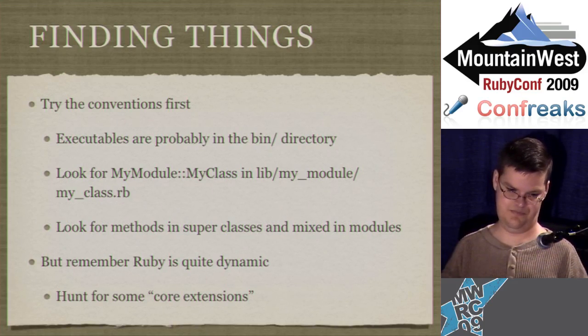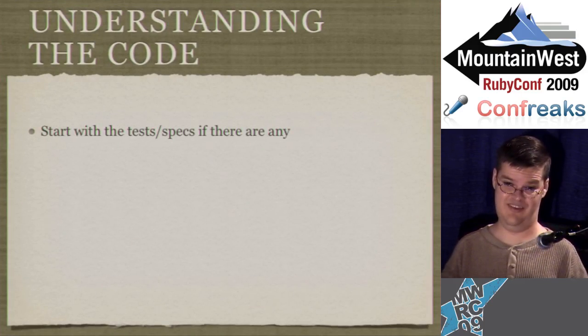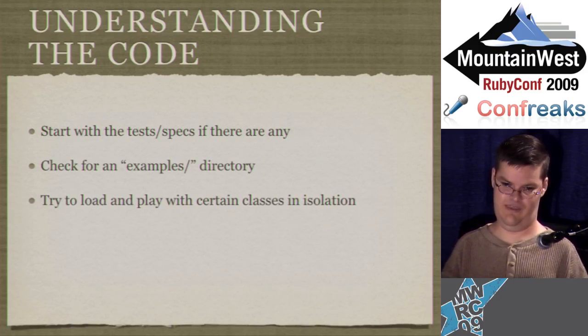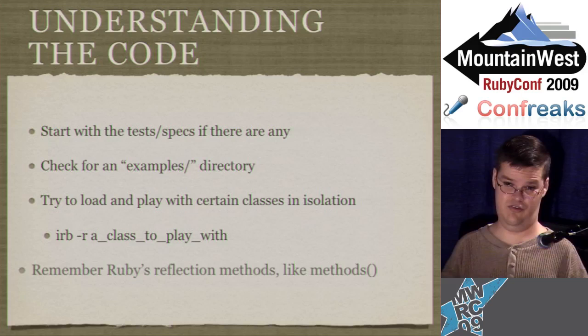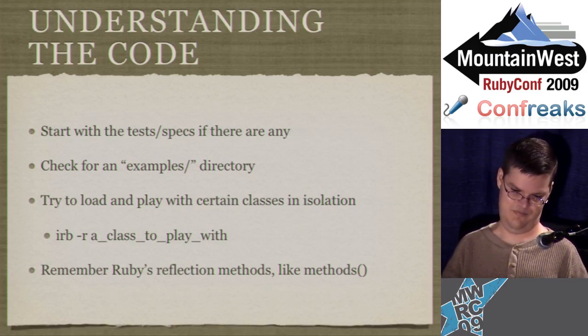A lot of Ruby projects make a little section of core extensions, so if you can't find some method, it's probably hiding in there. And then when it comes to understanding the code, I like to read the tests because that's how the author meant for you to use the code. Check for examples, and load and play with certain classes by themselves. You can do that using IRB, the require switch, and then the class you want to load, and then you can just play around with it. And remember to use Ruby's reflection methods, right? Because Ruby can tell you what things can do. So you can use those to find out things.